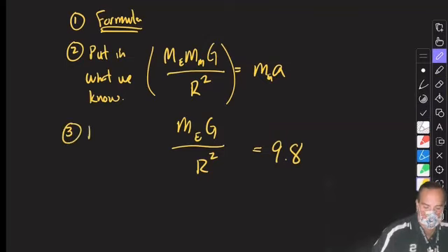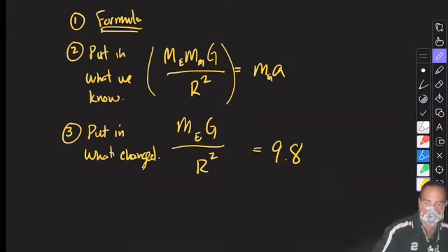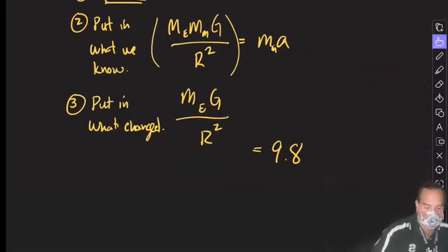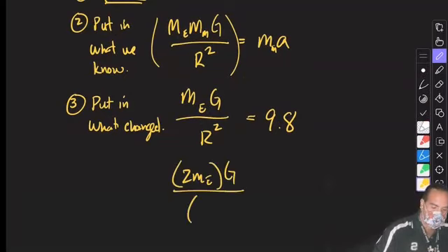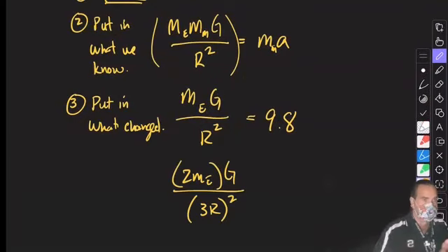The third part is put in what changed. We were told that 2 things changed. We doubled the mass of the Earth, and we tripled the radius. So I put in what changed. I did 2 times the mass of the Earth and 3 times the radius.